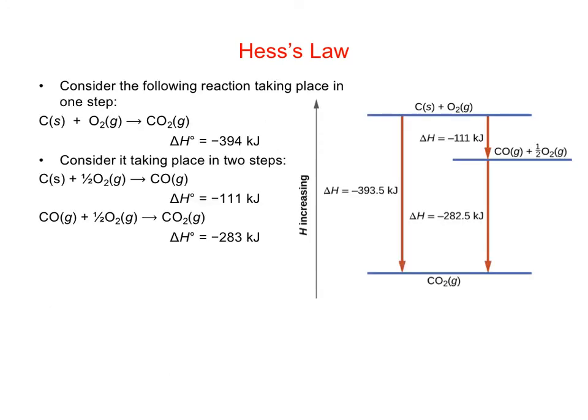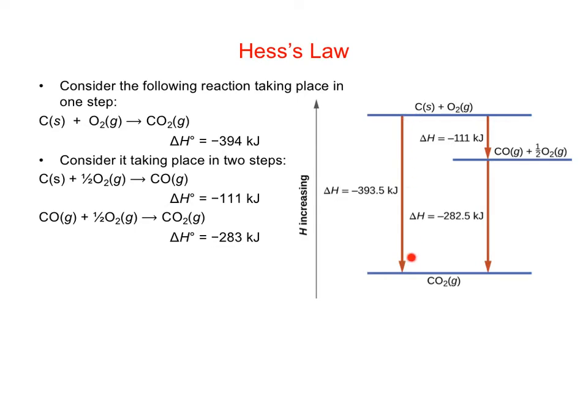All right, let's look at an example of what we're talking about. Imagine we're interested in the heat involved in the reaction of solid carbon with oxygen gas to produce CO2. So we're interested in this overall process. The delta H for that process is negative 394 kilojoules.